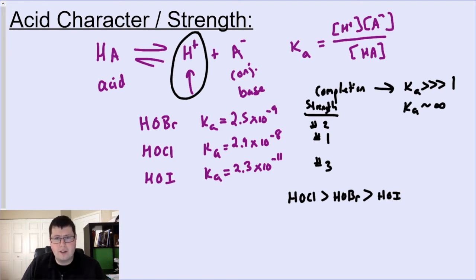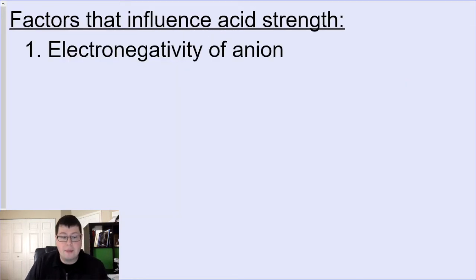So one way we can determine the strength of an acid is just looking at its acid equilibrium constant. Now, there are other factors that influence the strength of acids, and we're going to take a look at 3 of those factors today. The first one has to do with the electronegativity of the anion, or what other thing is attached to our H.